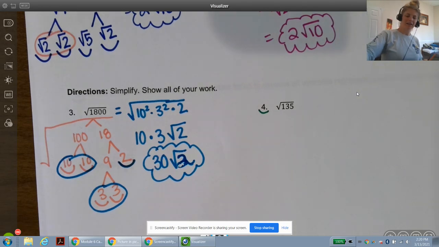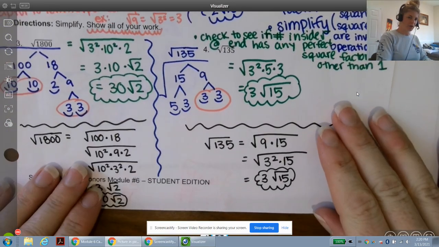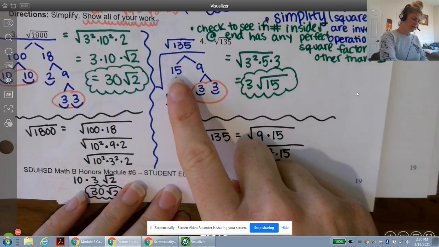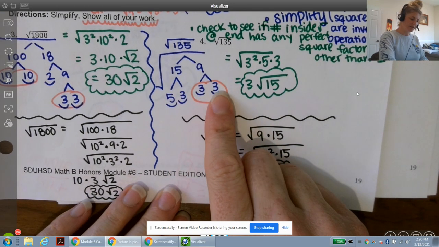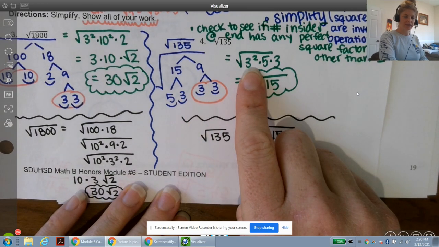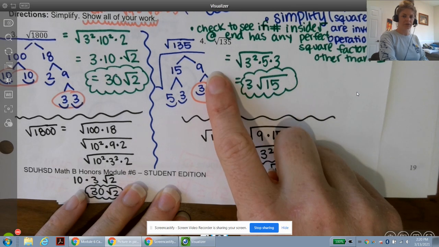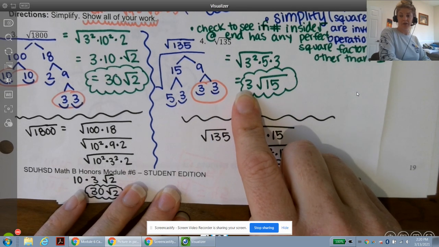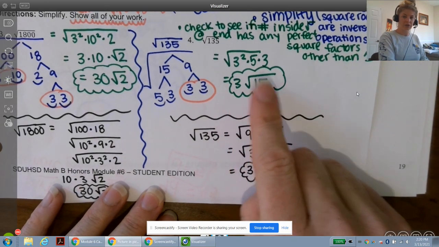Okay, let's see how you did on number 4. I'm going to show you the work both ways. So square root of 135, I broke up into 15 times 9; 15 is 5 and 3, and 9 is 3 and 3. So I picked my pair of 3s, so 3 squared is underneath, and then the 5 times 3, and then I can pull out the 3 squared, because square roots and squares are inverse operations. And so it's 3 square root 15.